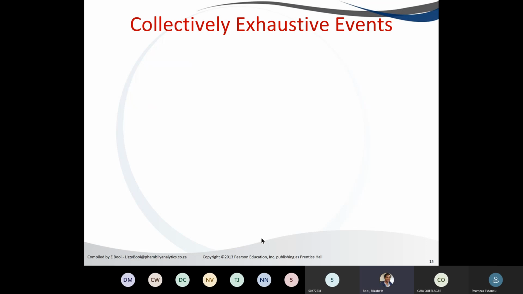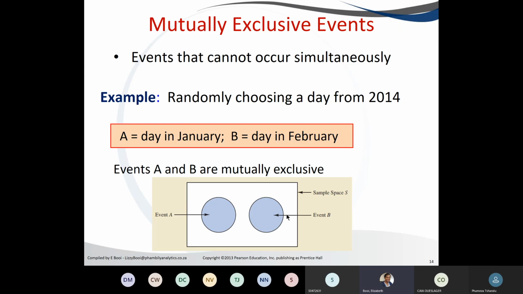We also have what we call collectively exhaustive events. Let me go back here because I didn't explain one thing. So these are mutually exclusive events. If I want to find the probability of A and B for mutually exclusive events, it will be equal to 0 because they can never happen at the same time.